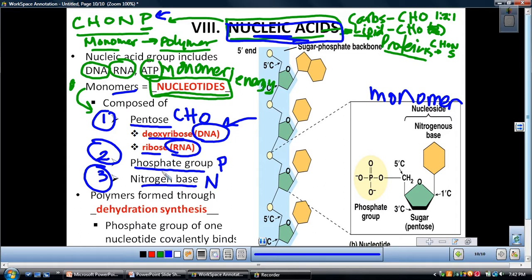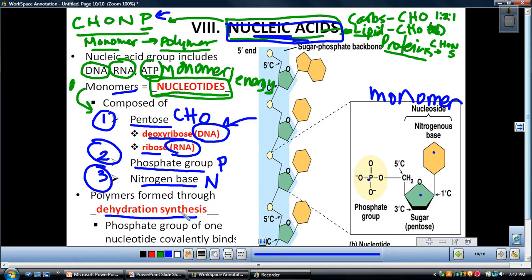Now, if I want to take one of these monomers, you can see it right here, because here's the nitrogen base, there's the sugar, there's the phosphate. If I want to add that monomer to a second monomer, I'm still going to use dehydration synthesis. So what am I going to lose, guys?